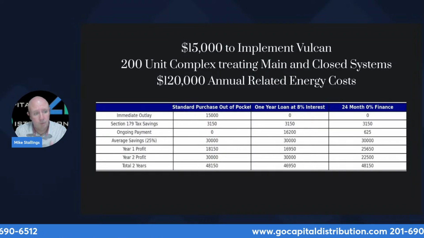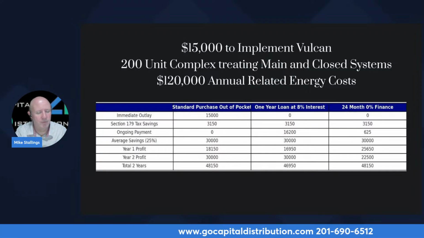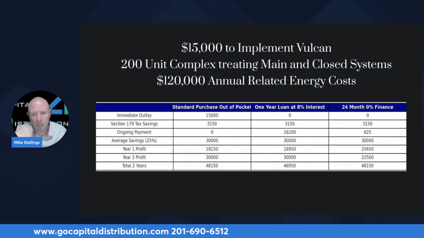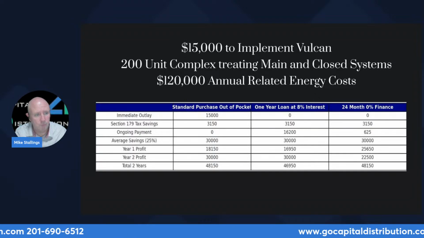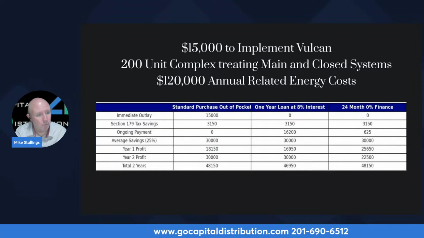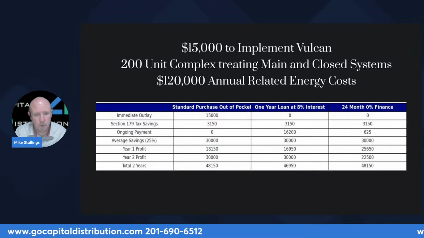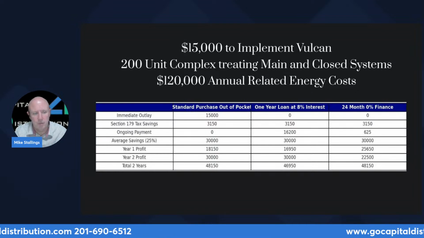Or again, talking about the urgency, since we're only going to have this program for a limited time, you could take advantage of the 0% financing, not shell anything out, get the savings right away, and pay $625 a month for 24 months. Year one, save $25,000, get the profit back in your pocket faster. Year two, save $22,000, and then year three and moving forward, it's just gravy.